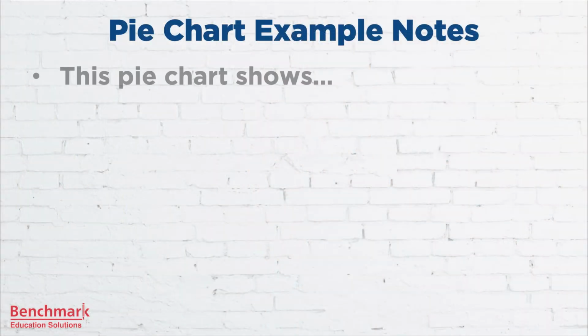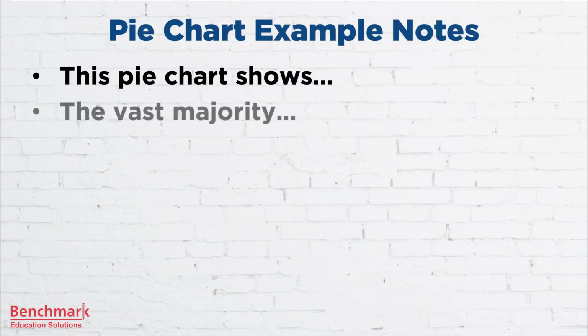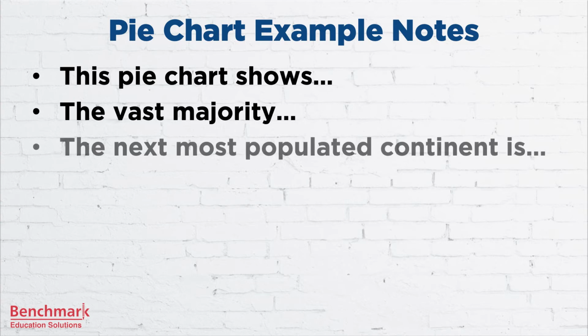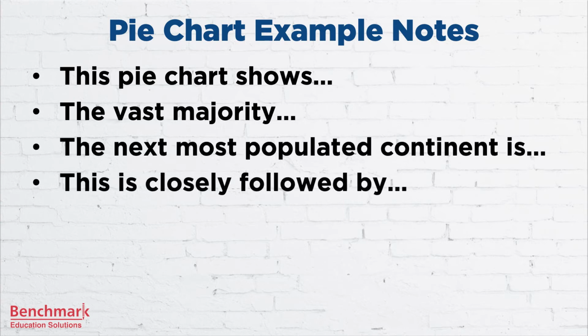Notice how the speaker mentioned the following things. "This pie chart shows..." "The vast majority..." "The next most populated continent is..." "This is closely followed by..." Finally, the speaker pulled the key elements from this pie chart, starting from what it represents, and then describing the vast majority of the population, the next most populated continent, and so on. She also concludes her description of the information with the temporal word finally.